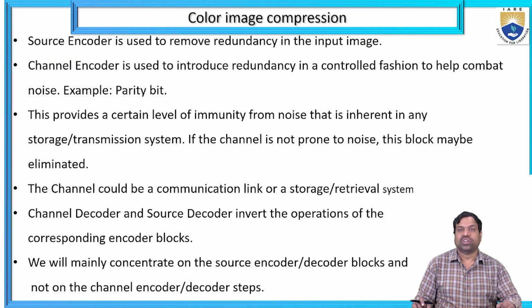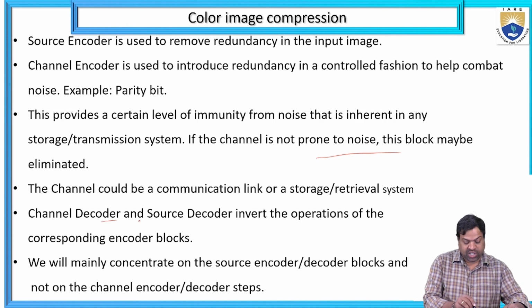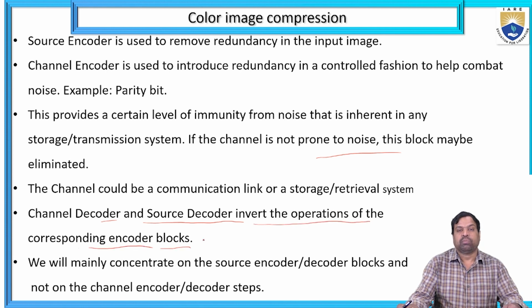So the source encoder is used to remove redundancy in the input image. The channel encoder is used to introduce redundancy in a controlled fashion to help combat noise, for example the parity bit. This provides a certain level of immunity from noise that is inherent in any storage or transmission system. If the channel is not prone to noise, this block may be eliminated. The channel could be a communication link or a storage or retrieval system. Channel decoder and source decoder invert the operation of the corresponding encoder blocks.